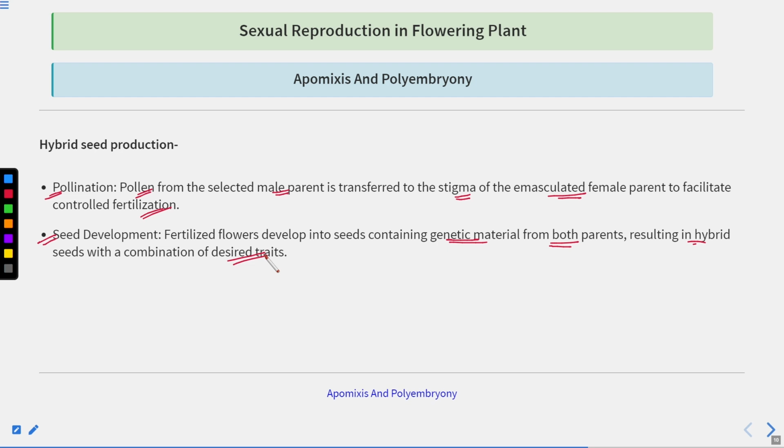Clear? Now when you dust the pollens from the desired male plant, then fertilization will take place and there will be a recombination. There will be the fusion of the male and the female gametes. So the male gamete is produced by the pollen and the female gamete is produced in the embryo sac. So both of these will fuse, and this fusion will result in the formation of the hybrid seed, which has the combination of the desired characteristic. Clear?